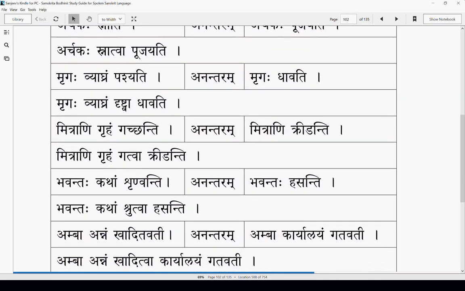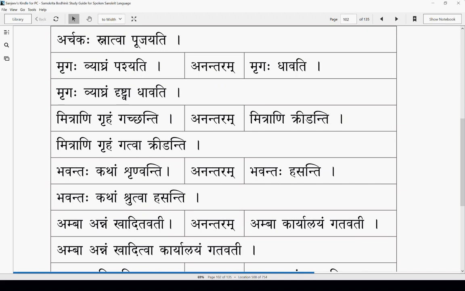So similarly we have different other examples here. Mrugaha vyaghram pashyati anantaram mrugaha dhavati. So pashyati is changing to drishtva because the dhatu is drish. So like we have gatva, gam will become gatavan, and pashyati becomes drishtavan. So here also drishtva. Tva is added to the dhatu, drishtva. Mrugaha vyaghram drishtva dhavati.